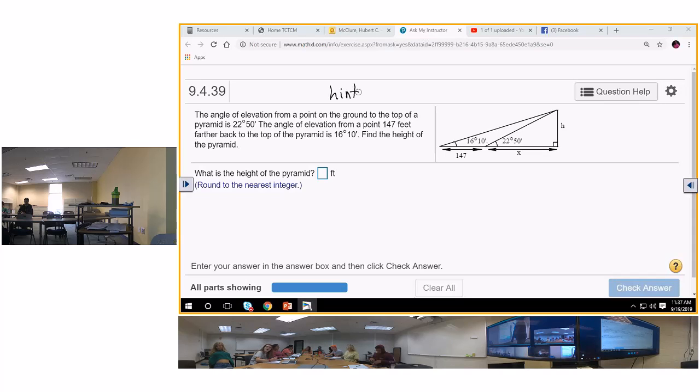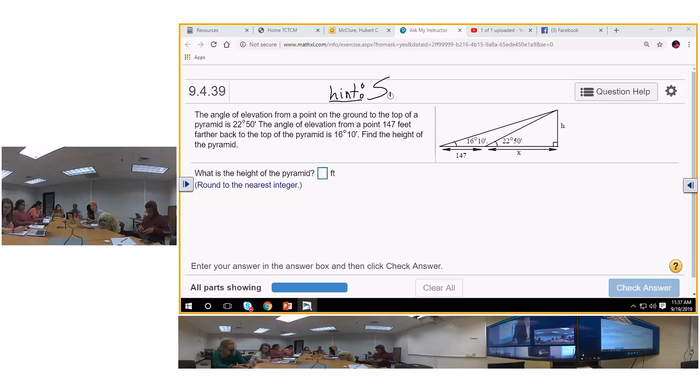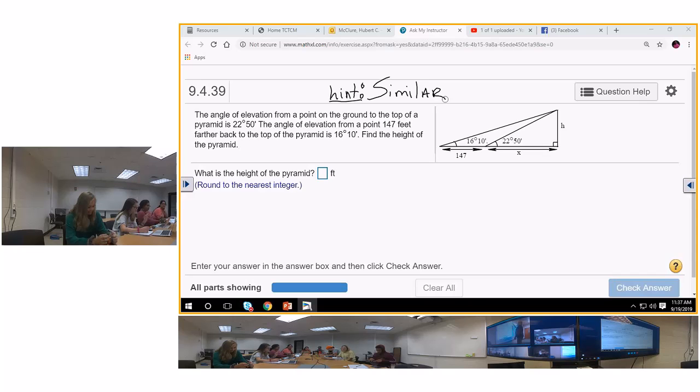I'm going to write a hint up here. Anybody know the hint on this problem? Don't do it. Yeah, quit. To quit. I love that. I need to make that. Similar what? Similar triangles.